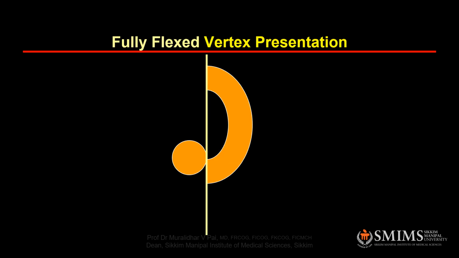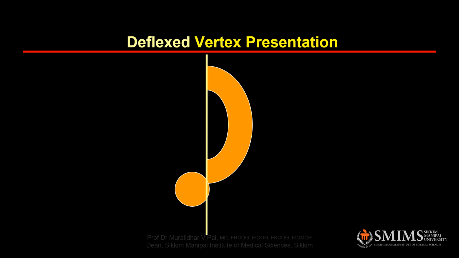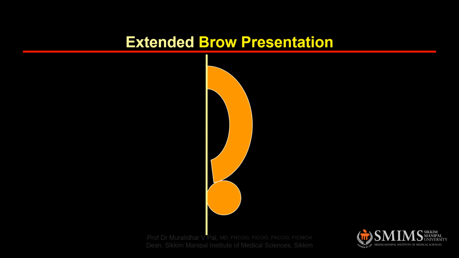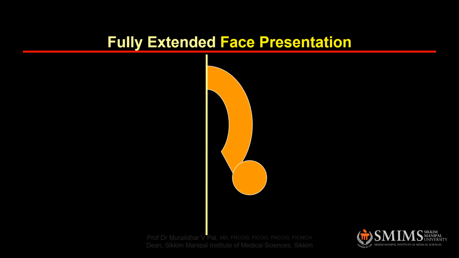Here is a fully flexed head with vertex presentation. It's a deflexed head, but still a vertex presentation. An extended head makes it brow presentation, whereas a fully extended head makes it face presentation.